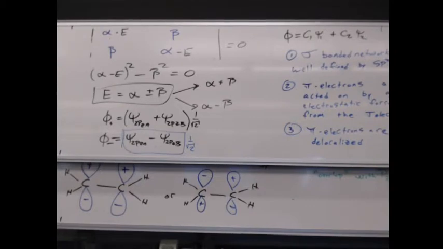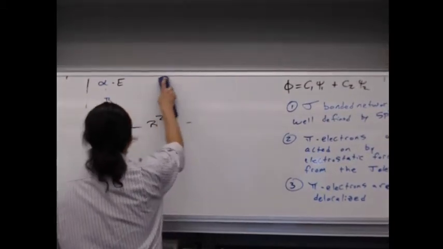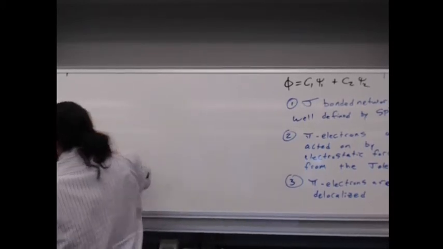Okay. Try to beat me to this. I've got to erase the board so you get a little bit of a head start. 4x4 secular determinant. Go. Write it as generic as possible, and then we'll apply the Huckel approximations to see how that gets easier.